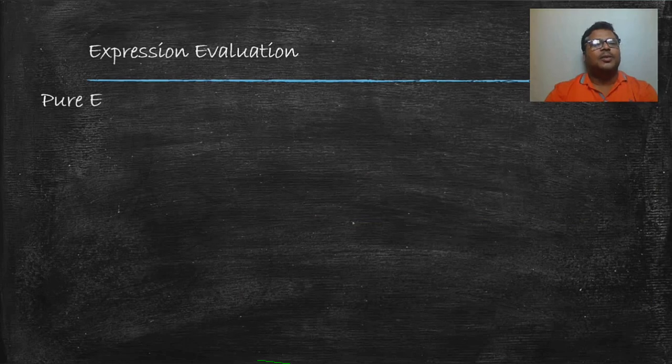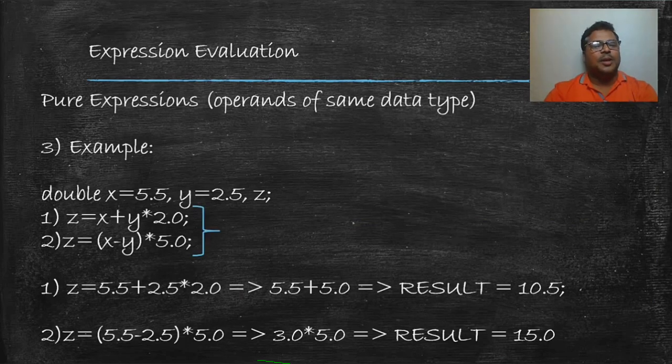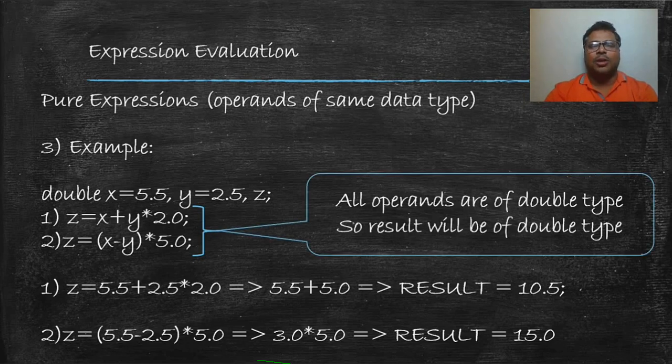Next is the pure expression, third example, where x is equal to 5.5, y is equal to 2.5. Here in the expression you see x has 5.5, y has 2.5, both are of double type, and 2.0 is also double type. That means all are of double type, the same type. That's why this is known as a pure expression. In the second one also it is like that. You see in which way it gives the result 10.5, and in which way it gives the result 15.0. But understand all the operands are of double type, so the result will be of double type.